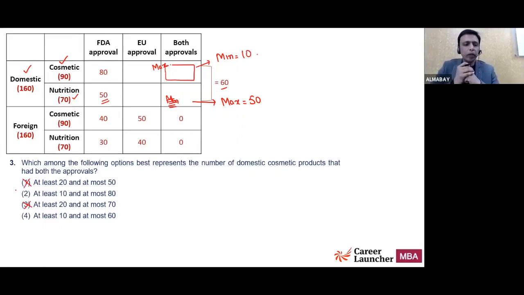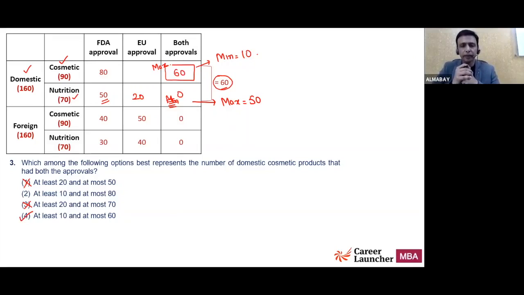और एटमोस्ट में अगर मैं ऑप्शन देखूं तो 60 और 80 है. So probably need not to calculate because maximum तो 60 ही हो सकते हैं. The reason simple being both approvals के total domestic has 60. So उसमें से सिर्फ कॉस्मेटिक की भी बात करूं तो ऑब्वियसली अगर यहाँ 0 भी दोनों अप्रूवल्स के होते और ये सपोज 20 होता, so this could have been maximum of 60. So that is why the minimum could be 10 and maximum could be 60.